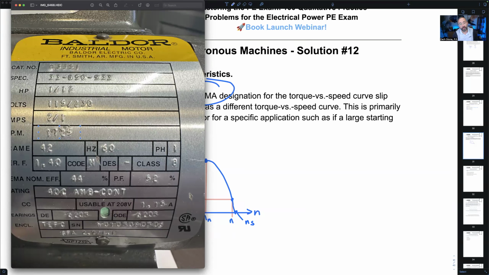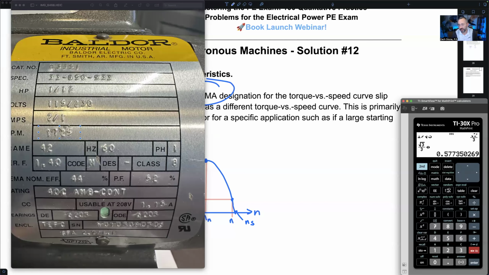Could I figure out the number of poles in this motor and then figure out the slip at rated conditions? Yeah, sure could, right? Look, synchronous speed equals 120 times frequency over P, the number of poles. If we divide by the rated speed, we can estimate the number of poles. This is a 4-pole motor.